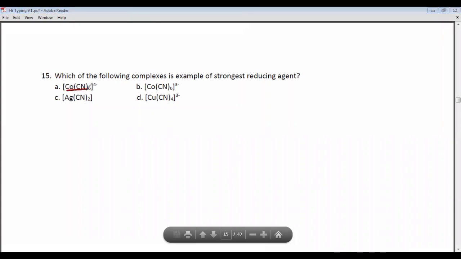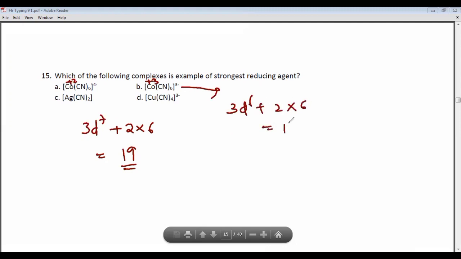The next is, which of the following complexes is the strongest reducing agent? So find the EAN, the effective atomic number. Cobalt, now the cobalt, find the EAN, then we can predict the reducing character. Cobalt is in +2, yes. Cobalt +2, so 3d7 will be there, and 2 into 6 from the cyanide. So that's equal to 19. Next, cobalt +3 means 3d6, plus 2 into 6. That's equal to 18.